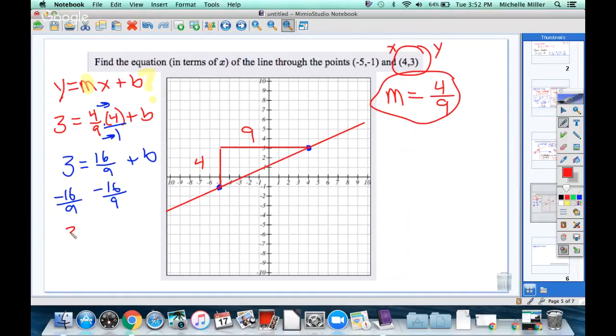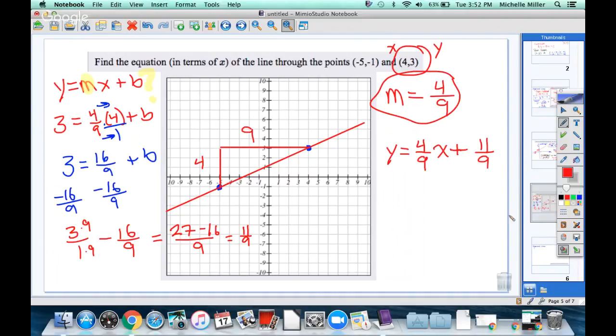So let's see, I'm going to have to look at that as 3/1. And then I'm going to multiply top and bottom by 9 to get a common denominator. That's going to give me 27/9 minus 16/9. 27 minus 16 is what, 11? Which is a little bigger than 1, so I'll buy that. That looks like about 11/9 right there, because 1 would be 9/9, 2 would be 18/9. Yeah, okay. So it looks like my equation is y equals 4/9 times x plus 11/9.